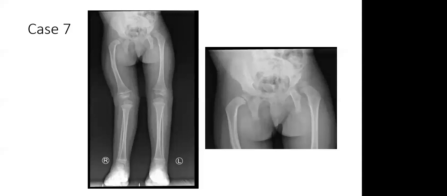So focusing down on the hips, we need to address the, so go through the algorithm. So thinking open reduction, make sure we've eliminated any blocks to reduction, intracapsular, extracapsular, and then moving on to pelvic osteotomies.